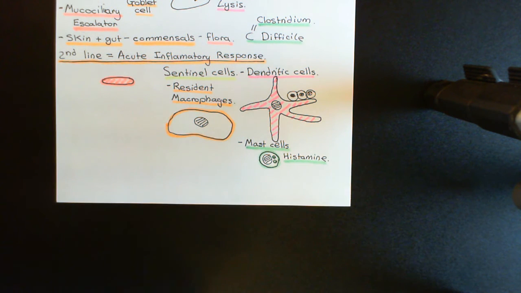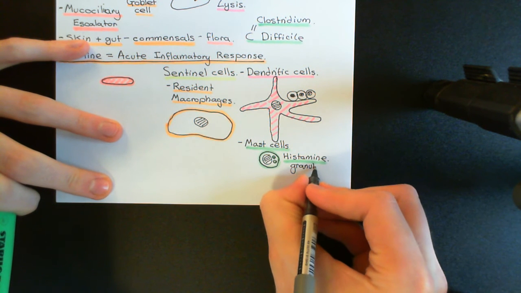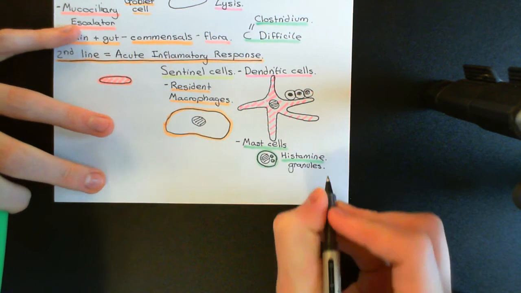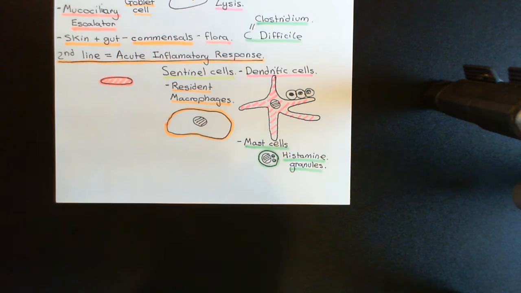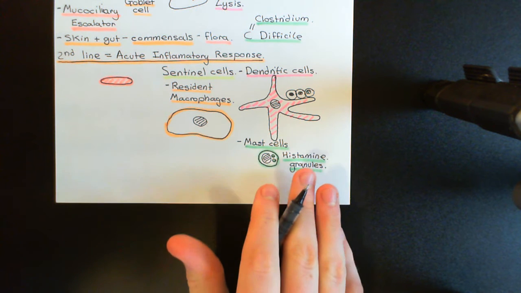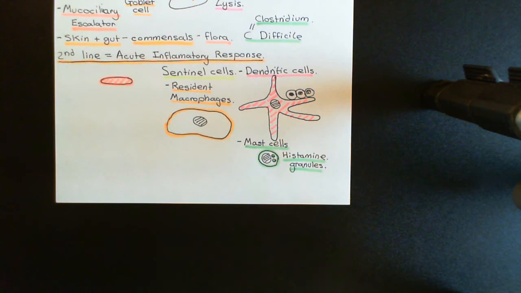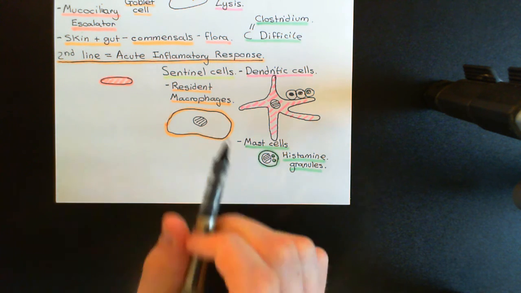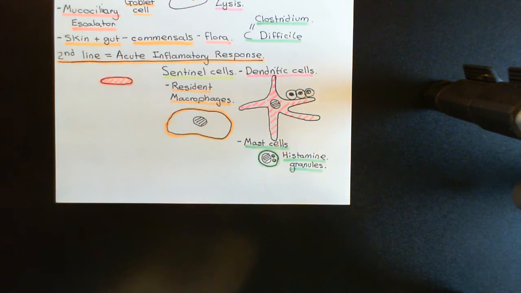So they've got granules, and in fact I'll label those up as histamine granules. Okay, so they're full of histamine molecules, which is a very small molecule. You know, a molecule that you could draw its structure out very easily. It's the amino acid histidine with the carboxylic acid group removed. Okay, right. So these are our three major types of sentinel cells then: dendritic cells, resident macrophages, and mast cells.